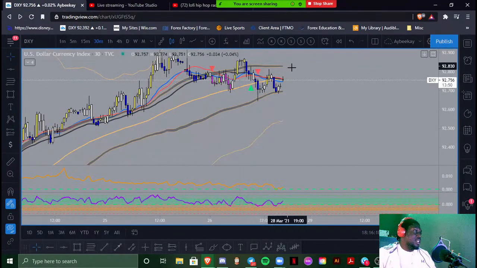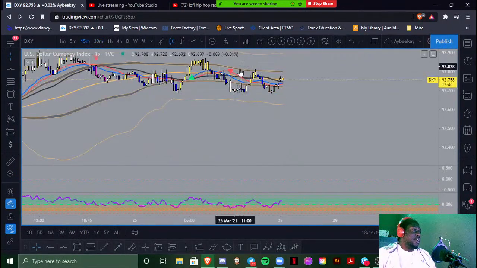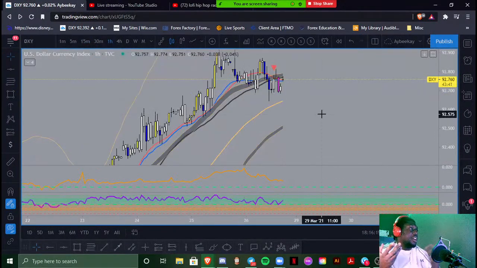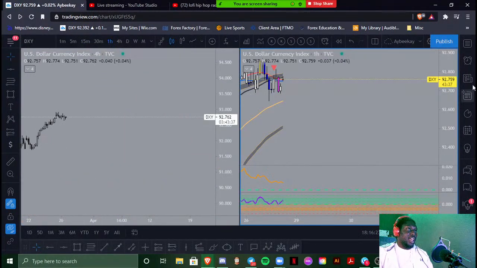It did gap to the upside, so I want to see that gap close as well. And on the 15-minute time frame, it's gapped to the upside, but it hasn't made anything yet. But the market's just open, so that gap, like I said, I do want to see it get closed. But other than that, I'm kind of still bearish.